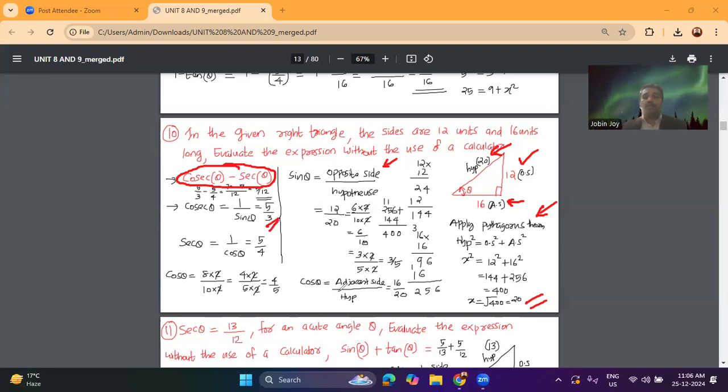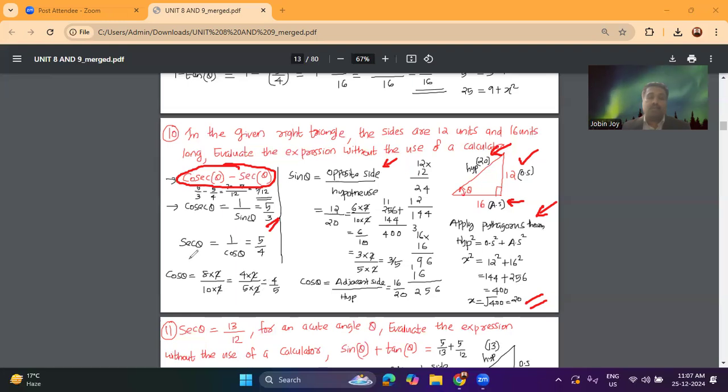Next, I will calculate cos theta. Cos theta is equal to adjacent side divided by hypotenuse. Here the adjacent side is 16, and the hypotenuse is 20. So 16 divided by 20. Again, I will simplify it. 16 I can write as 8 into 2, and 20 I can write as 10 into 2. So 2 cancels, 8 by 10. Then 8 I can write as 4 into 2, and 10 as 5 into 2. Then again I will cancel it. So I will get 4 by 5. So cos theta is equal to 4 by 5.